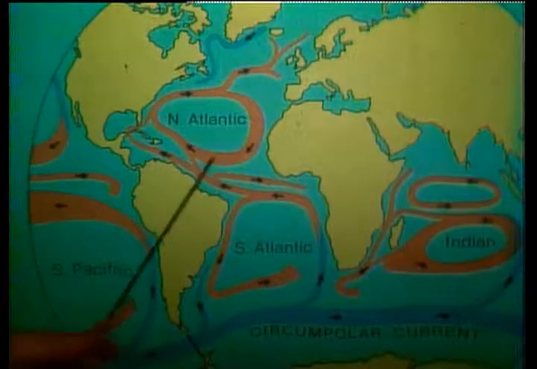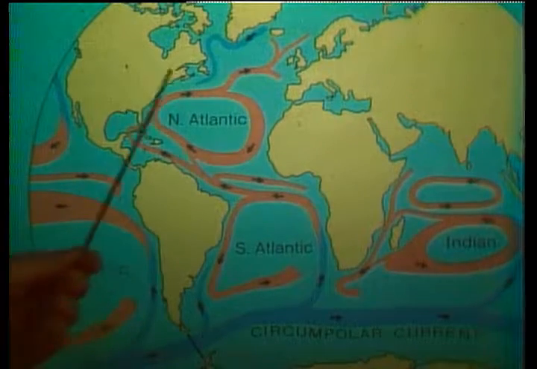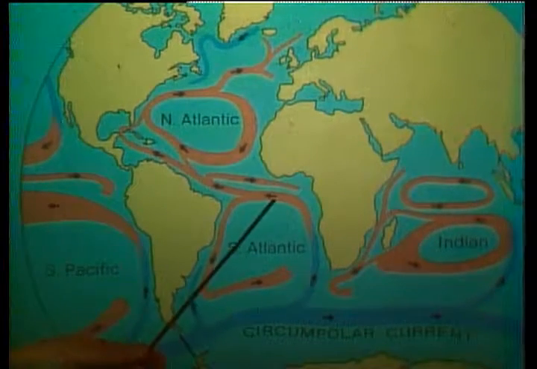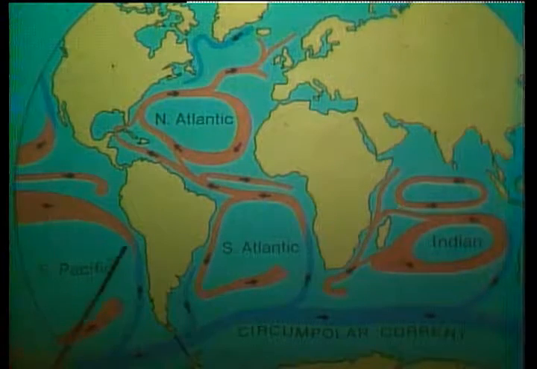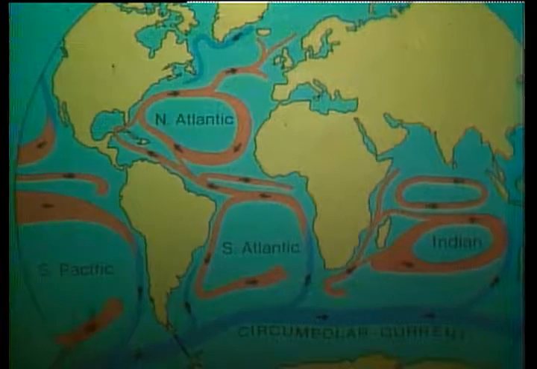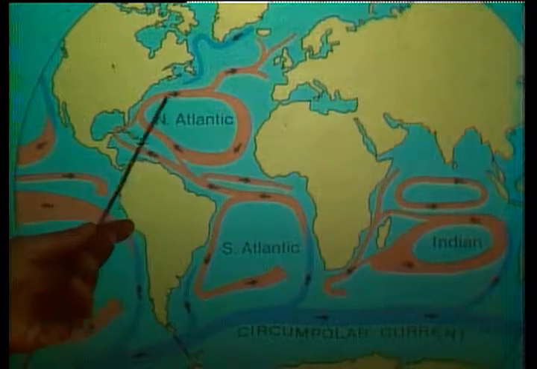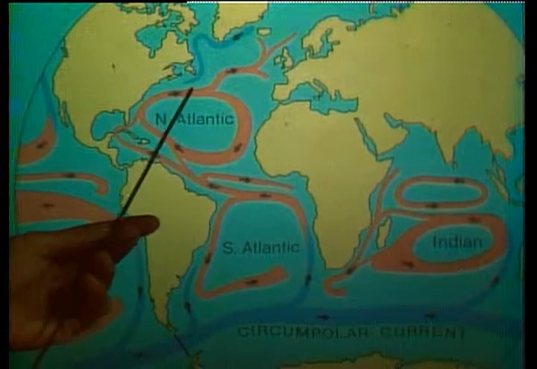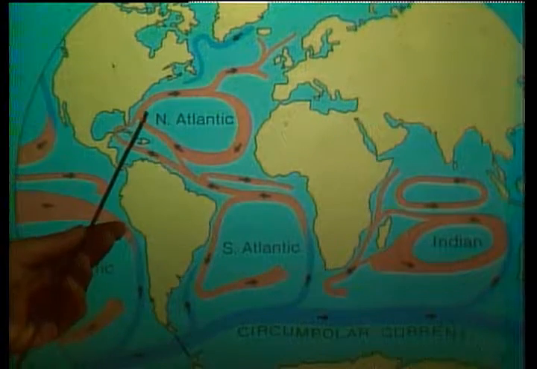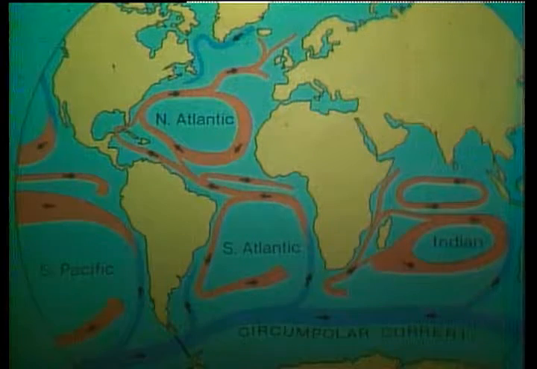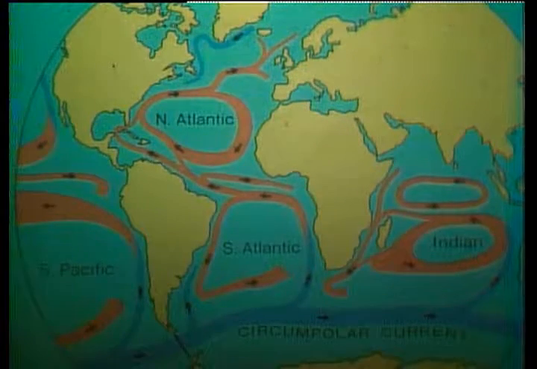For example, here is a picture, a schematic of the major currents. There is a great clockwise gyre in the North Atlantic, an anti-clockwise one in the South Atlantic, an anti-clockwise one in the South Pacific, and so on. Now, a ship going from England to North America would have to pass through the Gulf Stream, which sweeps up the east coast of America. Now, the Gulf Stream can reach speeds of 3 to 4 knots, and these ships weren't very fast. And of course, when they got becalmed, if they were in the Gulf Stream, they in fact went backwards.